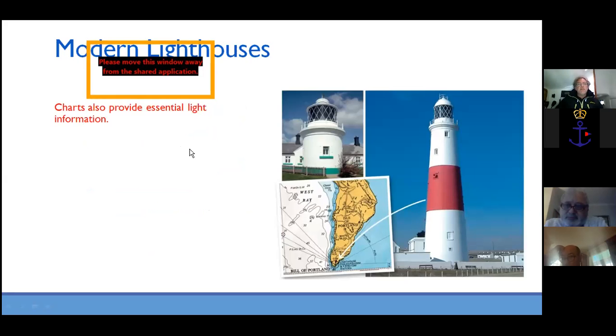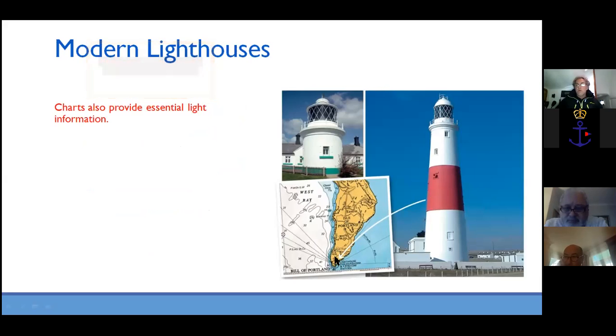Okay, charts also provide very similar information. So you've got a lighthouse, on the chart, it will have that sort of information written next to it. What the height of the light is, what it flashes, if there's a horn involved, what it sounds like, all that sort of information is on each chart.